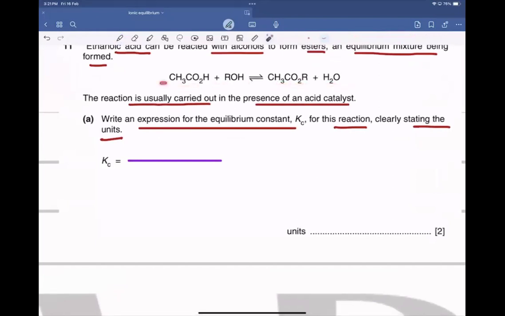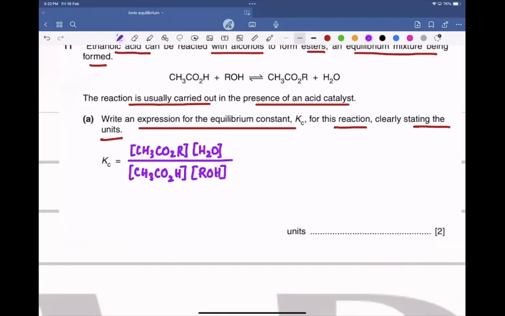If you see, the whole equation has one mole of each of the substances. So when I write the Kc expression, it will be like this: the concentration of ester CH3CO2R times the concentration of water, divided by the concentration of ethanoic acid times the concentration of alcohol. Is this clear to all of you?